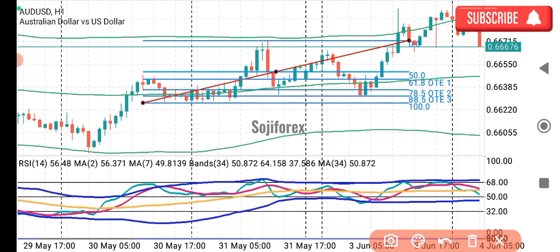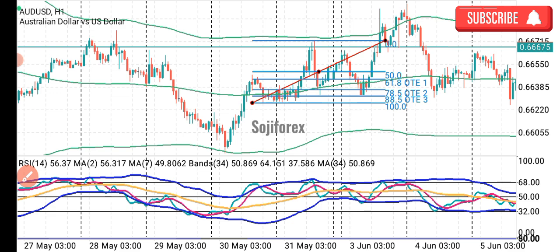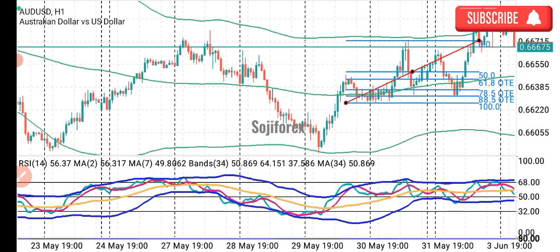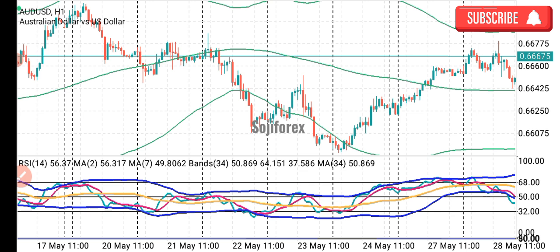So this is how to trade reversal, and this is how you can take advantage of the moving average if you cannot identify structural points of higher high, higher low, higher high, higher low, as the case may be. And I believe you've learned something new.